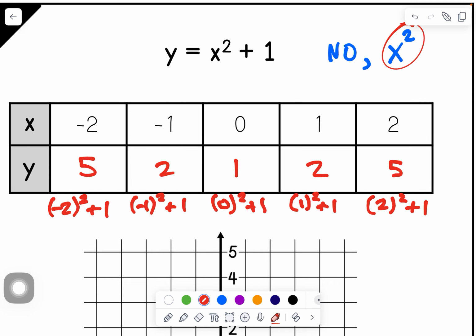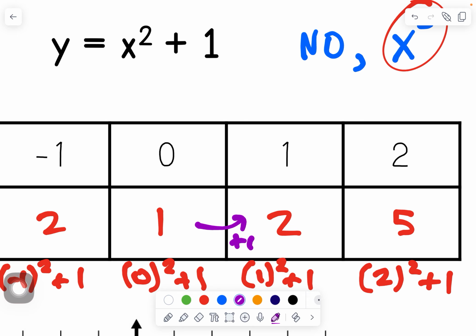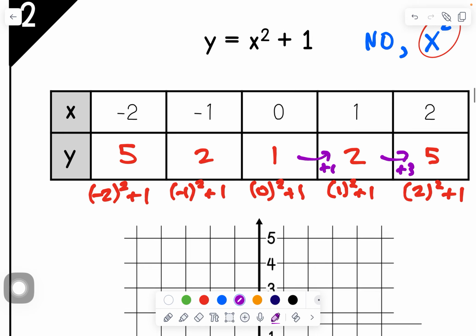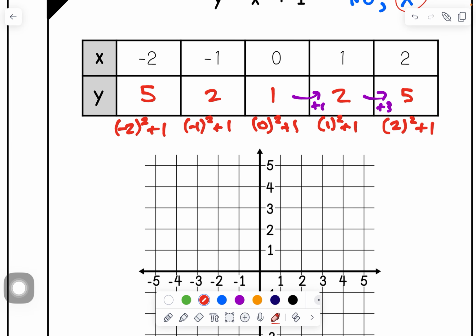Notice how my table's not changing consistently. +1, +3. That tells me it's not linear. So that's my second clue. And if I plot my points, 0, 1, -1, 2, 1, 2, 2, 5, and -2, 5.